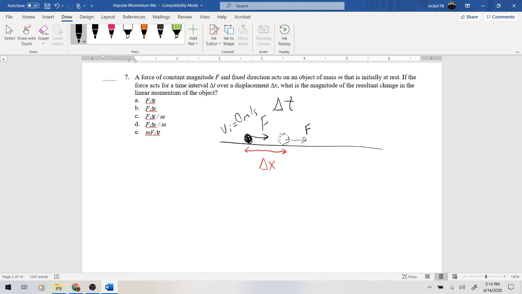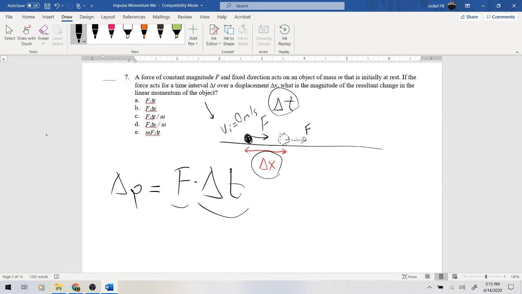Alright, so this is very similar to the first question, except this is not with numbers, it's just with variables. You initially start from rest, you apply some force over a period of time, and then you apply that force for some distance delta x, and what is the magnitude of the resultant change in momentum? Well, it's a lot simpler than that actually. I believe that was a two-part question. So change in momentum is technically just F delta t. Delta t is given, F is also given, so it's just F delta t.